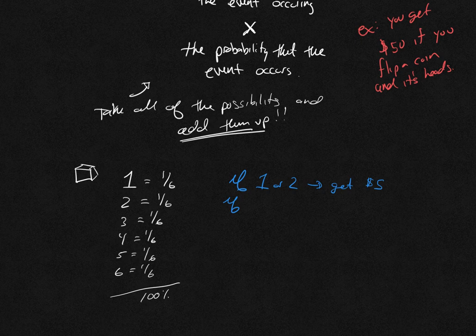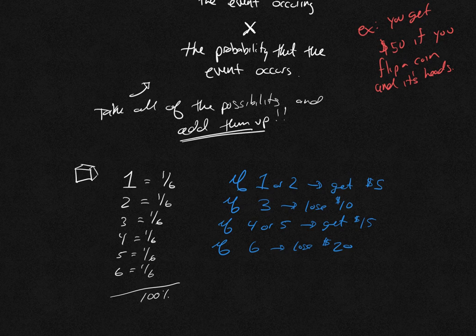If it's a 3, you lose $10. Let's say if it's a 4 or 5, you get $15, and if it's a 6, you lose $20. So what is the expected value?